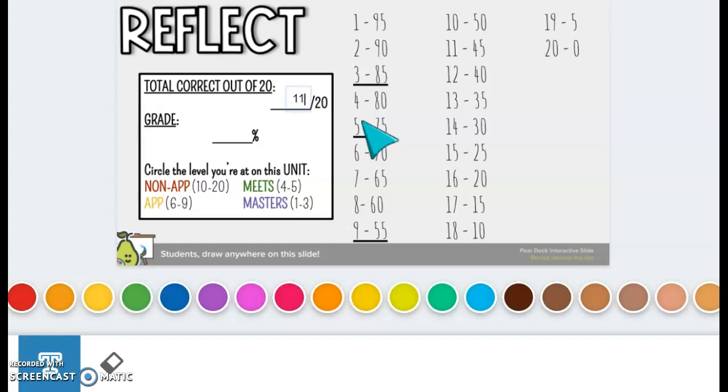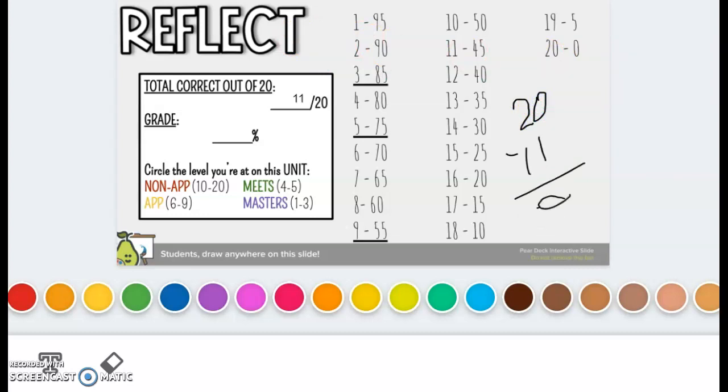I got 11. So then to find your score, 20 minus 11 means I got 9 wrong. So my grade would be at a 55.